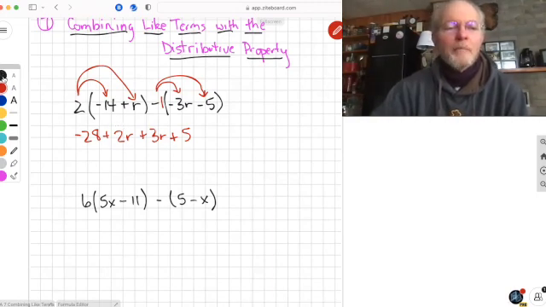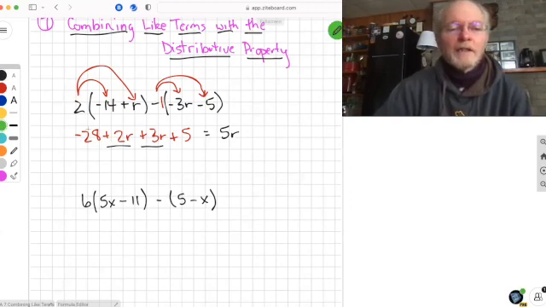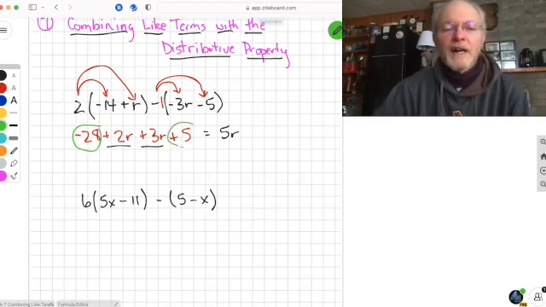So now we've taken this, used the distributive property twice, and we have written an equivalent expression that has 4 terms. But now we can combine terms like we did in the previous video. Here are 2 like terms. 2r plus 3r is equal to 5r. And then the constant terms can be combined as well. -28 plus 5 is -23. So this entire expression can be simplified to this 2-term expression, 5r minus 23.